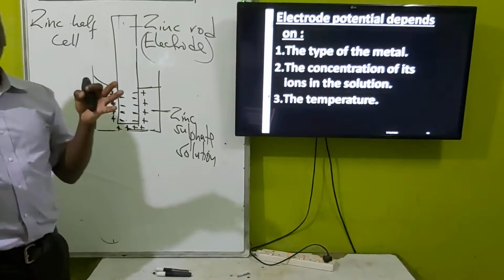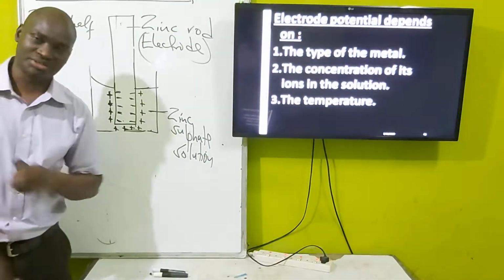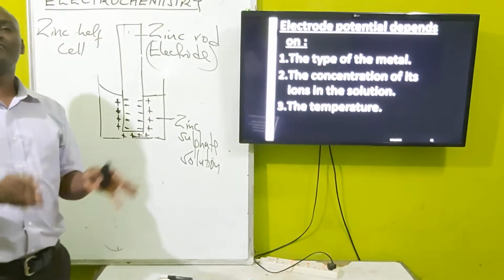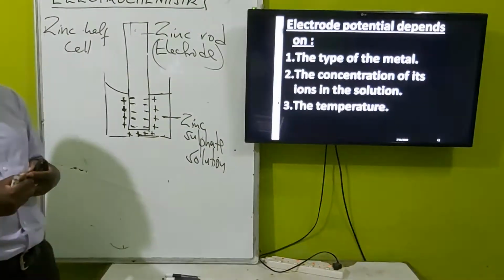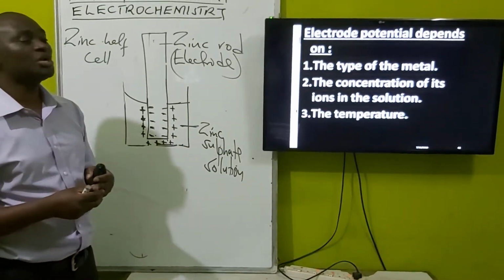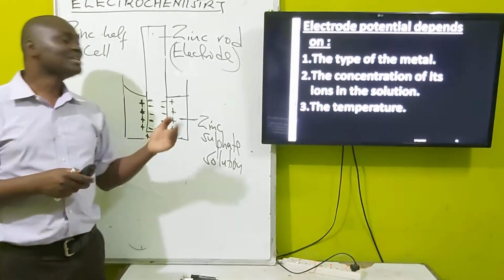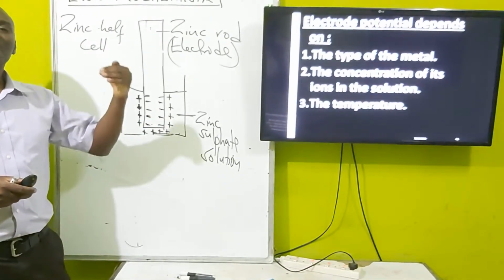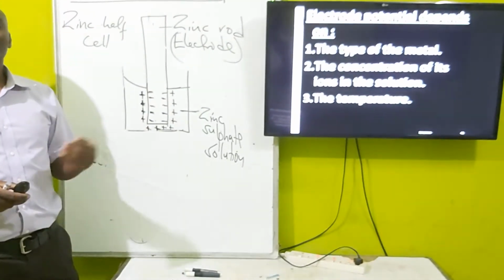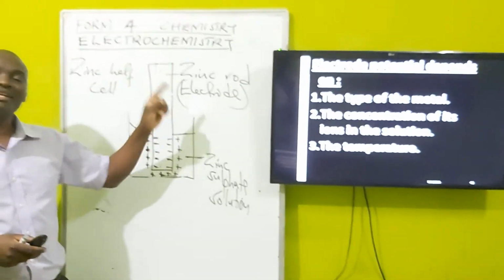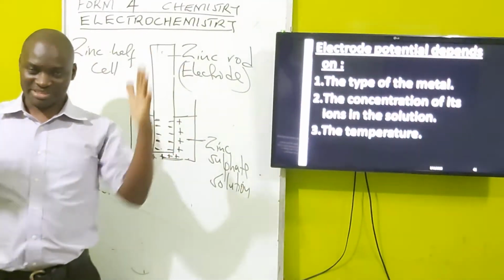Now, electrode potential. Different elements have different electrode potentials. So what are the factors that will affect the electrode potential of different elements? One is the type of the metal. We have metals that lose electrons very fast, and we have metals which lose electrons at a slower rate. We don't expect potassium to have the same electrode potential as silver. Reactivity will affect the electrode potentials.